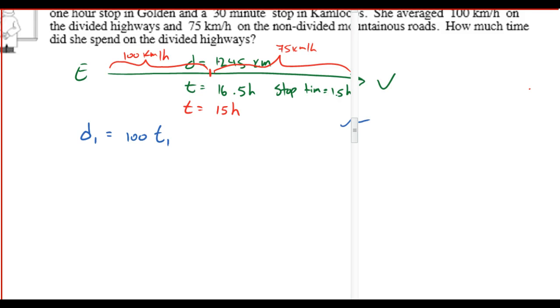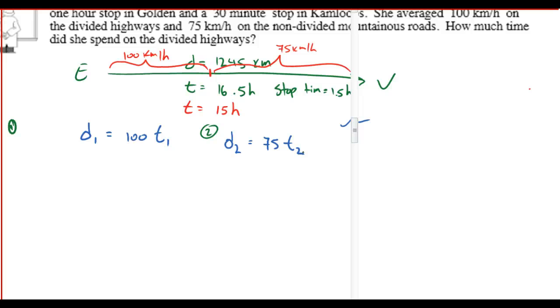Now we're going to come up with the second equation. The second equation is going to be D2, the second part. D2 equals 75 times T2. Let me label these 1 and 2 here. Unfortunately, we have way too many unknowns now. We have D1, T1, D2, and T2.